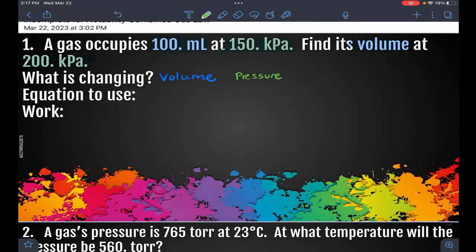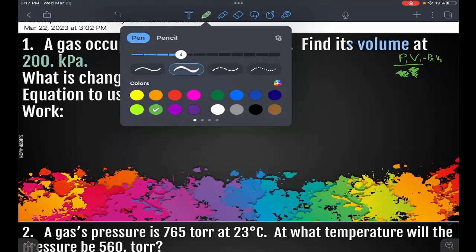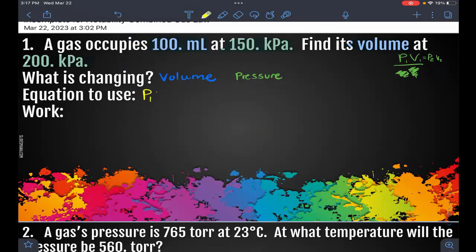So we're going to think about our equation, PV over NT. I say peas and veggies go on the new table. And we are only going to keep volume and pressure. So N goes away and T goes away. So we have P1V1 equals P2V2. So that's our equation that we're going to use. This is called Boyle's Law. P1V1 equals P2V2.